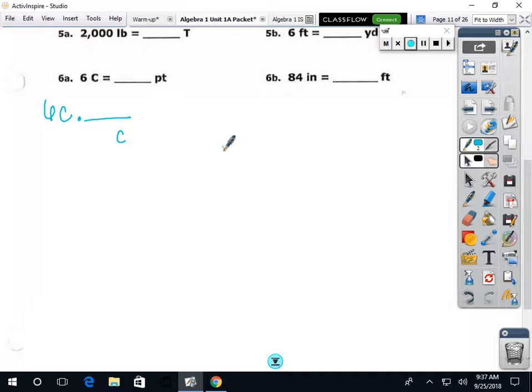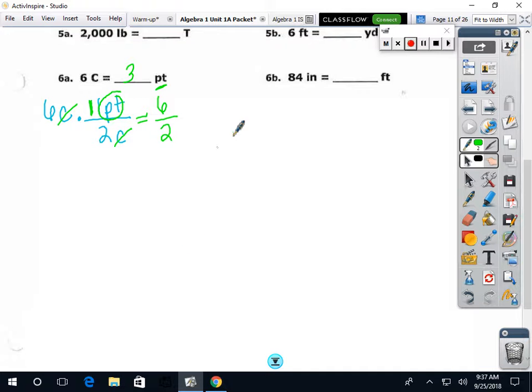What's it say on the back of your cover page? Right, 1 pint equals 2 cups. 1 pint is 2 cups. So now I'm done with this conversion chain because I've made it to pints, okay? And that was my goal. So I cross out the cups. In the top I have 6 times 1, which is 6, and the bottom 2, and that just becomes 3.